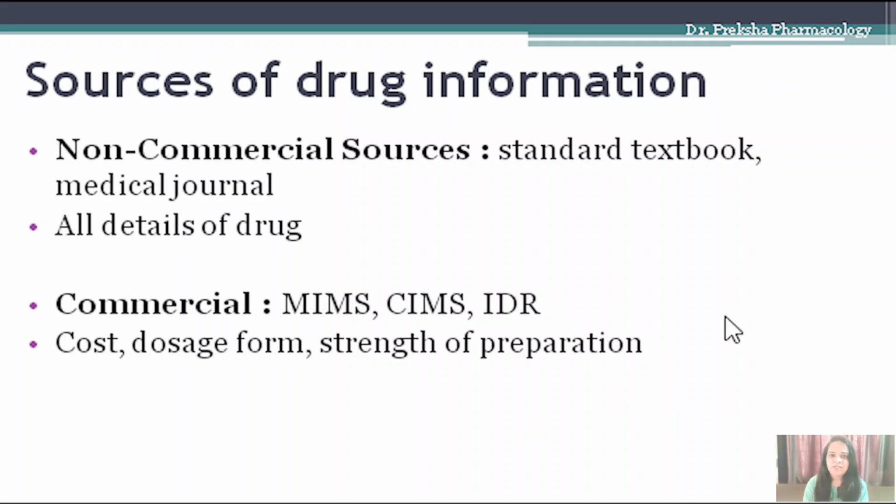To summarize today's class, you have to check the commercial sources only for these three pieces of information: the cost of the drug therapy, the dosage form of the particular drug and the strength of the preparation. All the rest of the information is more reliable in the non-commercial sources.